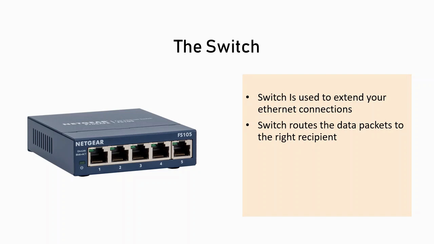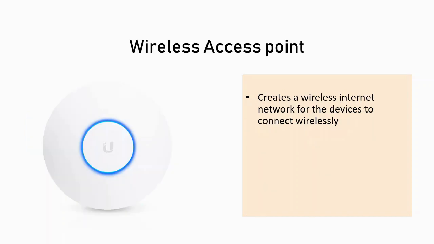A switch is an intelligent device. It interprets the incoming request and it identifies the end client for that request, and it routes that request to that particular client. Next in our list is the wireless access point.